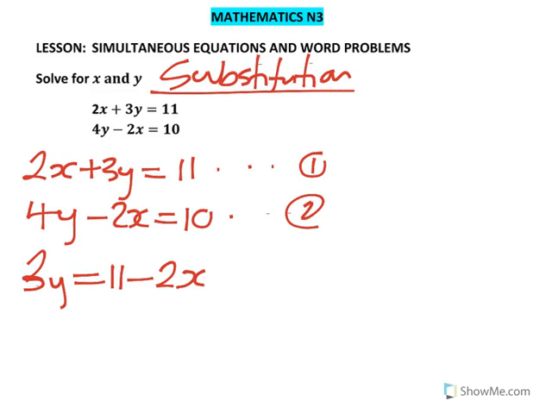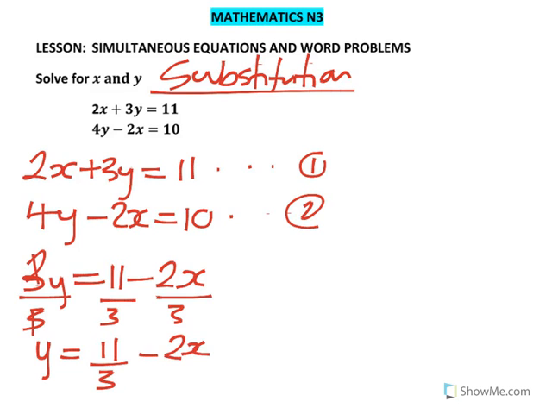And then after that, how do you make y the subject? You divide each one of them by 3. So you're going to have y is equal to 11 over 3 minus 2x over 3. It's an advantage to divide each one of them, because it avoids the concept of fractions.